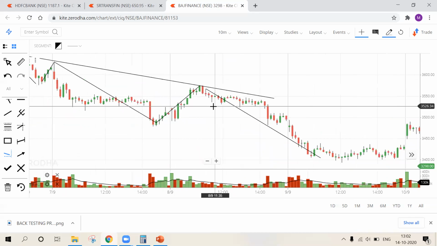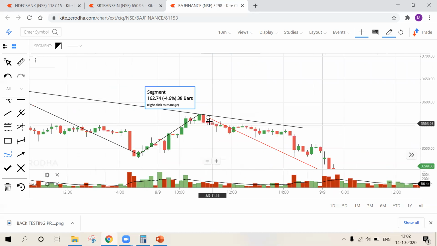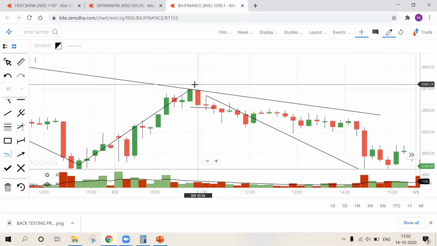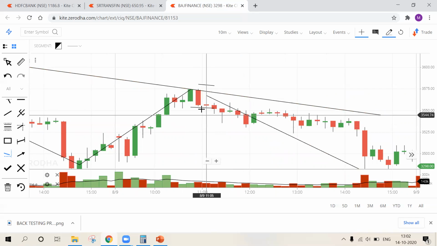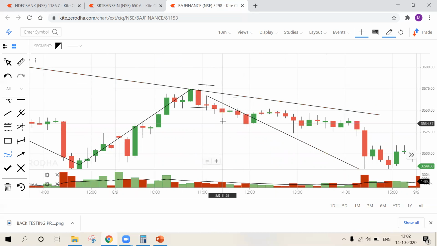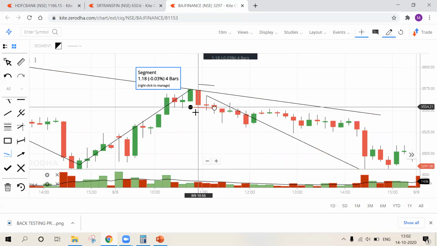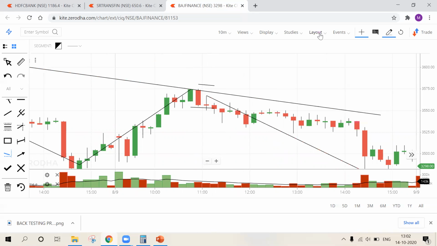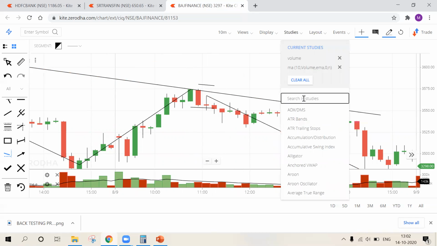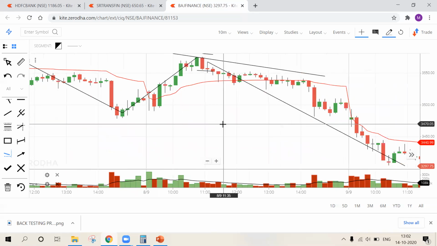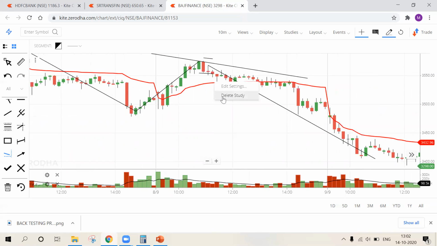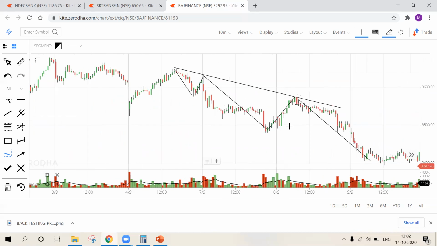Before making positions at the third rejection, you need to look for lower low formation. So your entry should be here, and your stop loss should be here. The first confirmation is done, rejection. The second confirmation is done, lower low formation. For the third confirmation, you need to add VWAP. You're not getting confirmation from the fourth, so you won't enter. That's how you should be trading.